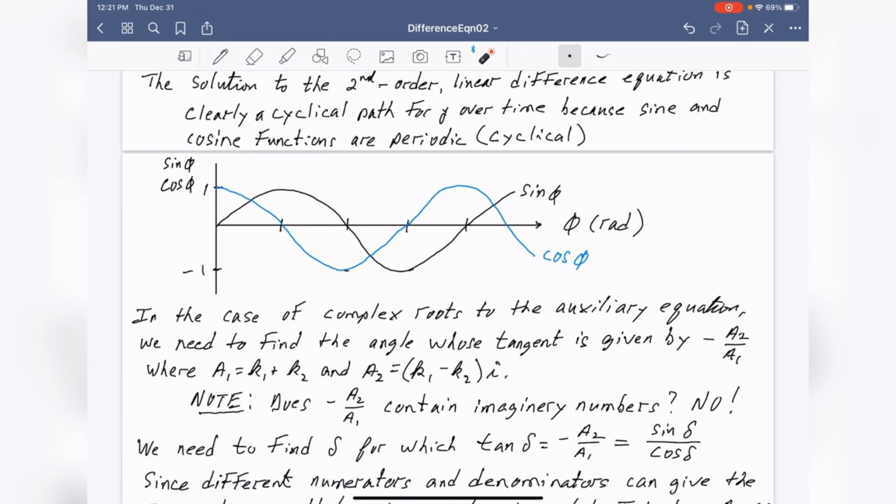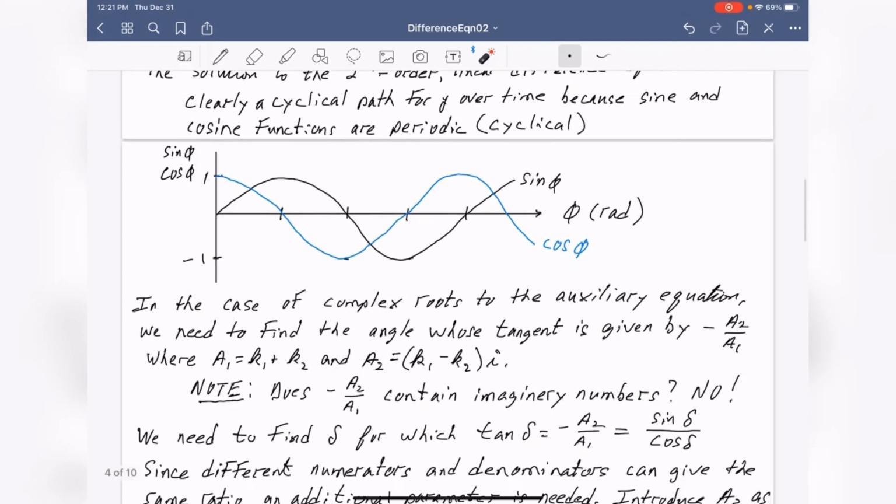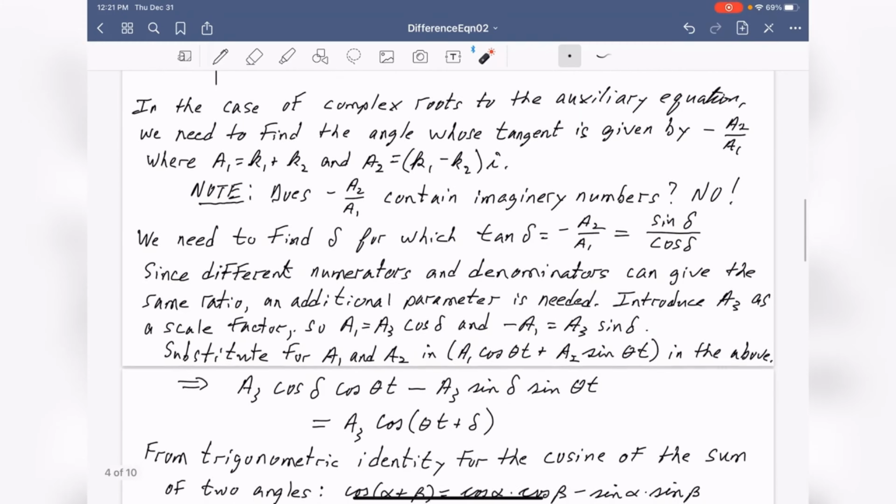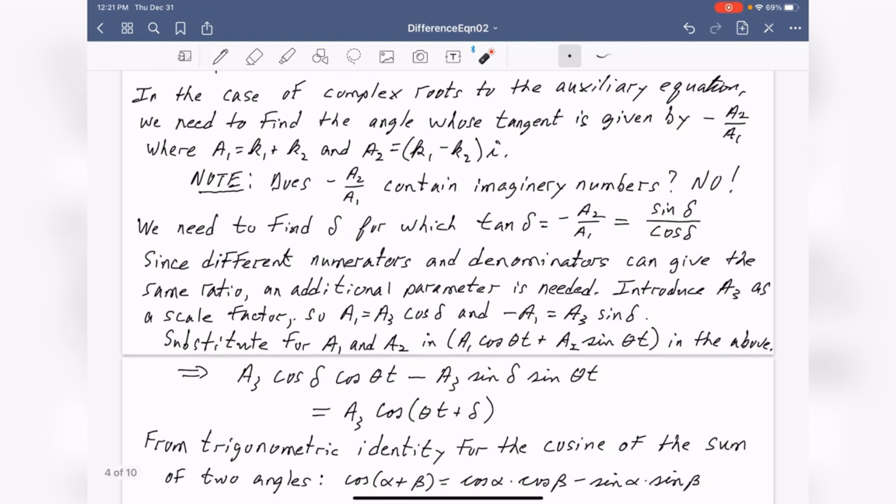In the case of complex roots to the auxiliary equation, we need to find the angle whose tangent is given by minus A2 over A1, where A1, you'll recall, is K1 plus K2, and A2 is K1 minus K2 all multiplied by i. Note, does minus A2 over A1 contain imaginary numbers? It turns out no, and we're not going to prove that here, but we will show it in the final example that we used. So we need to find a delta, measured in radians, for which the tangent of delta, so delta is an angle, is equal to minus A2 over A1, which, by the formula for a tangent, is given by sine of delta over the cosine of delta.